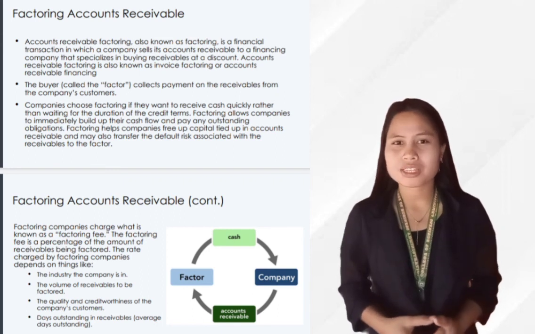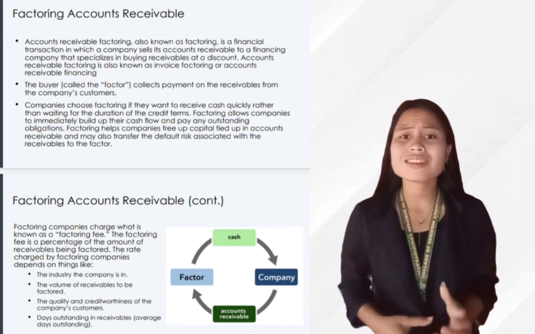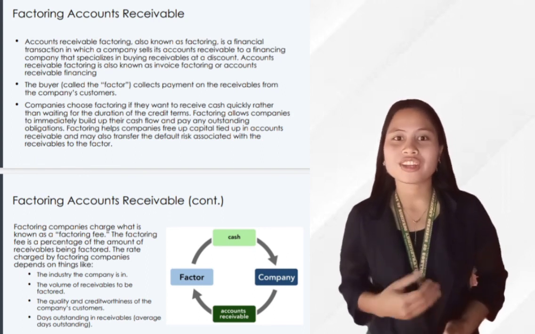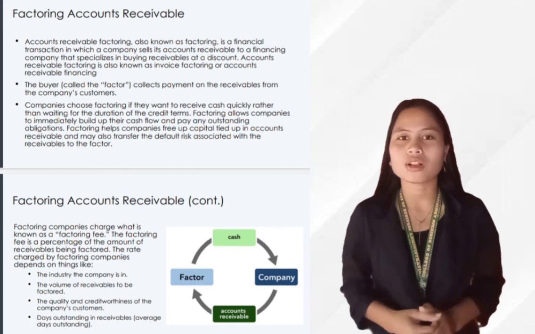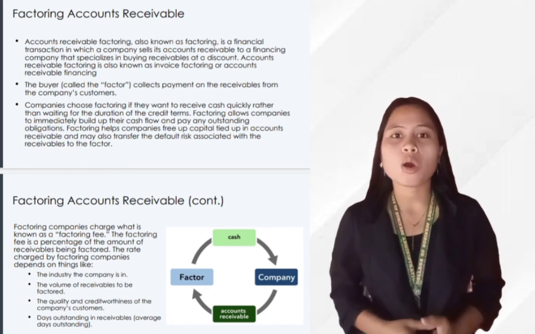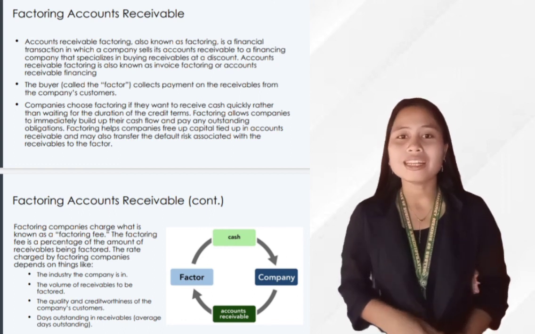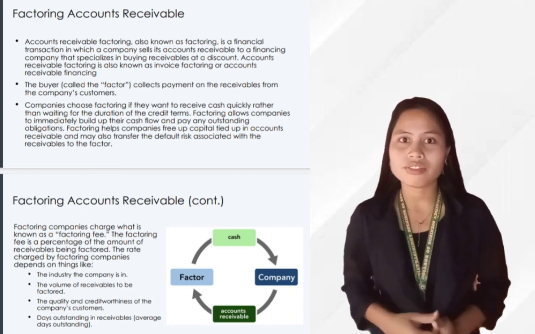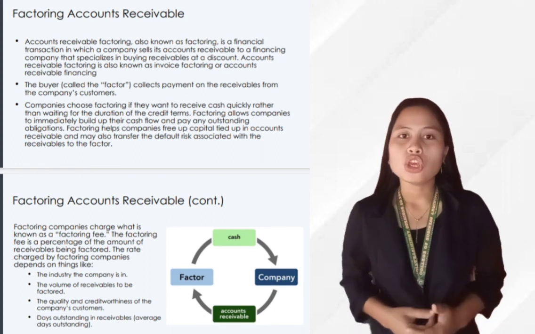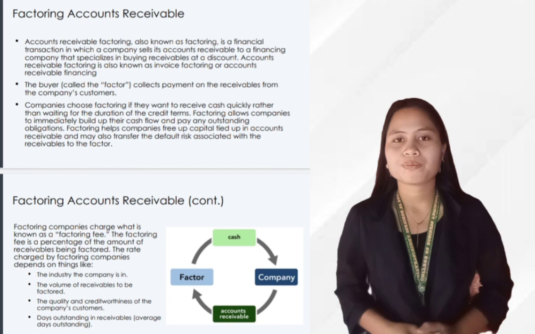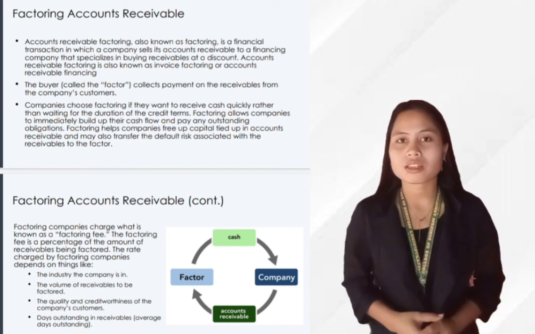Factoring accounts receivable lets a company access cash by selling invoices for cash advances. Example, if you sell $100,000 worth of accounts receivable and get a 90% advance, you will receive $90,000. And that's all my topic.